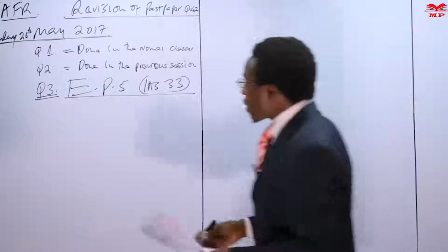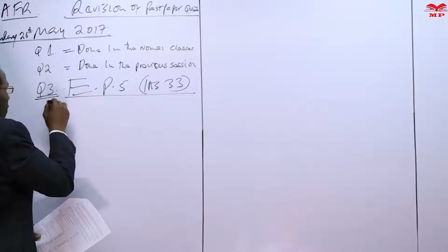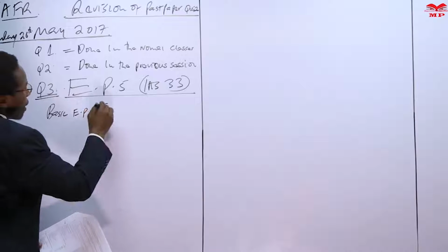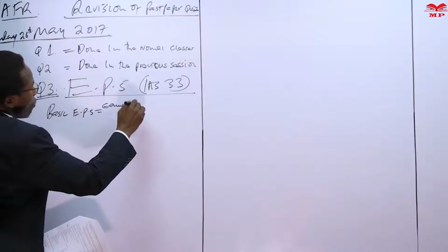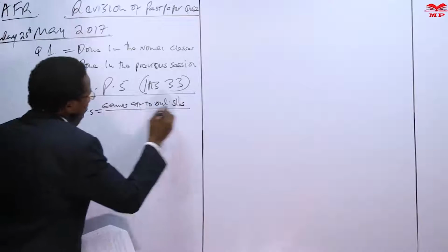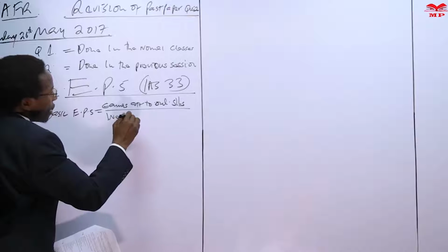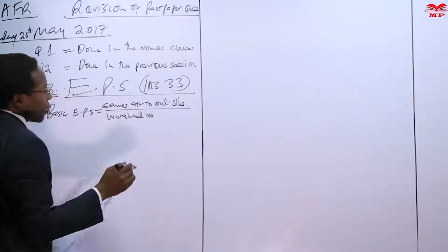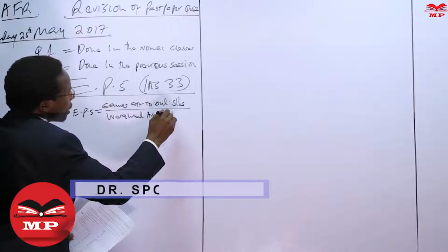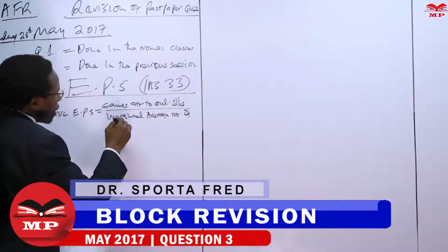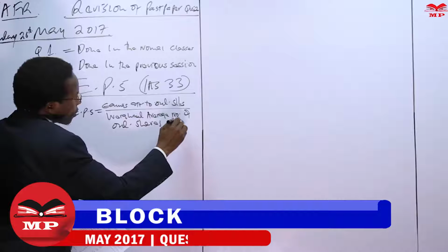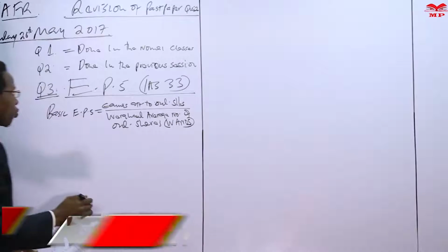You need to remember that we have the basic earnings per share, which is simply the earnings attributable to ordinary shareholders divided by the weighted average number of ordinary shares, which we refer to as WANOS. So WANOS, that is what the basic is.